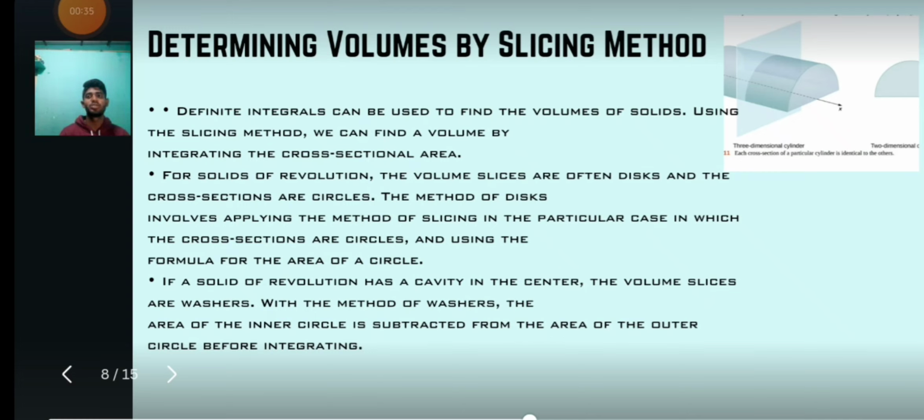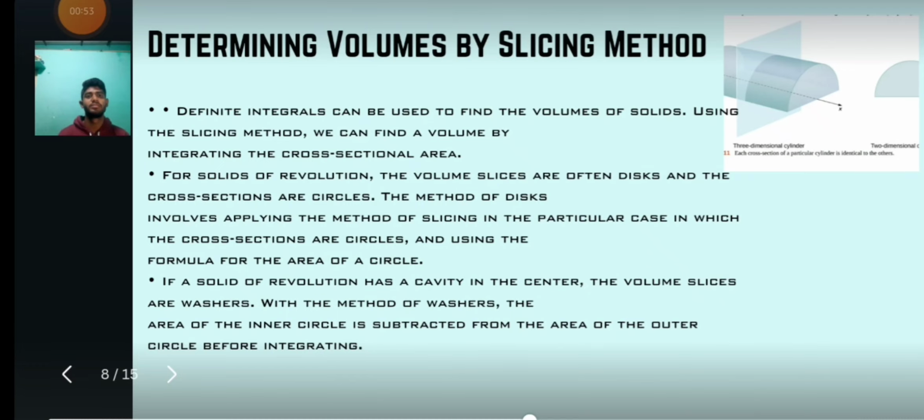The slices should all be parallel to one another, and when we put all the slices together, we get the whole solid. Means we are going to calculate the volume of each particular circle, and then we are going to put it together and we'll get the volume of the complete shape.